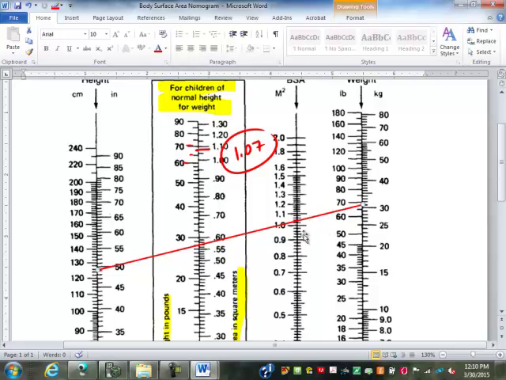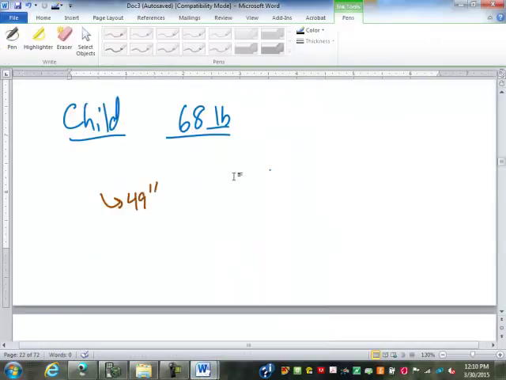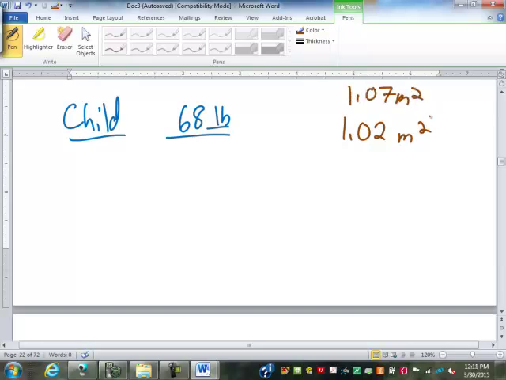This looks actually relatively close. It's coming out to 1.02, maybe even slightly below 1.02. So that portion of the nomogram is giving us 1.02 meters squared. The other one gives us 1.07 meters squared. Let's look at the formula.